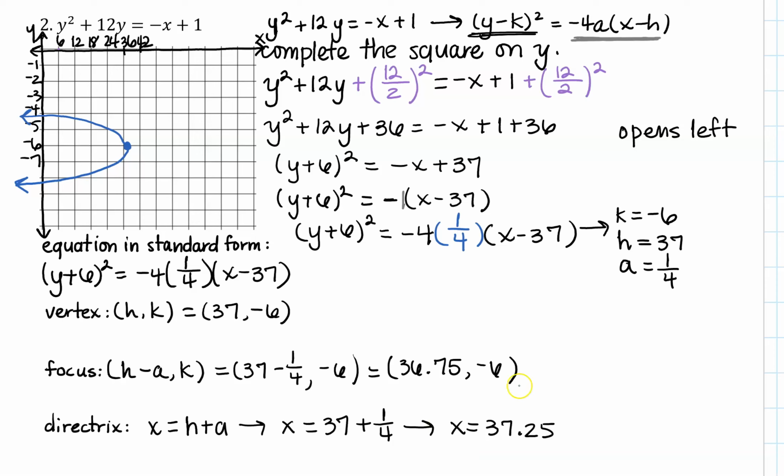Our focus is at 36.75, negative 6, so that's just barely a little bit inward from the vertex, just a little bit to the left, 1/4 to the left. And our directrix is the vertical line x is equal to 37.25. I'll put that about right there. And that is what our sketch looks like. This vertical line is x is equal to 37.25, and that green point of the focus is 36.75, negative 6.